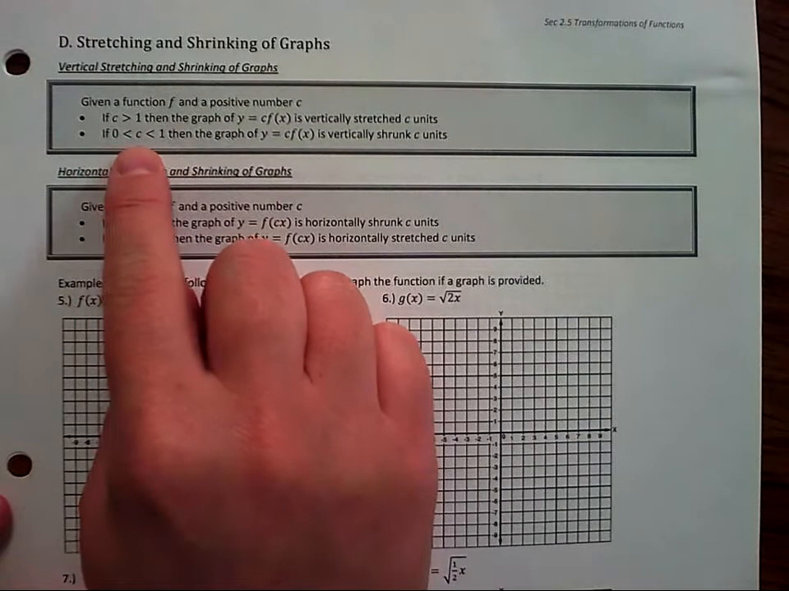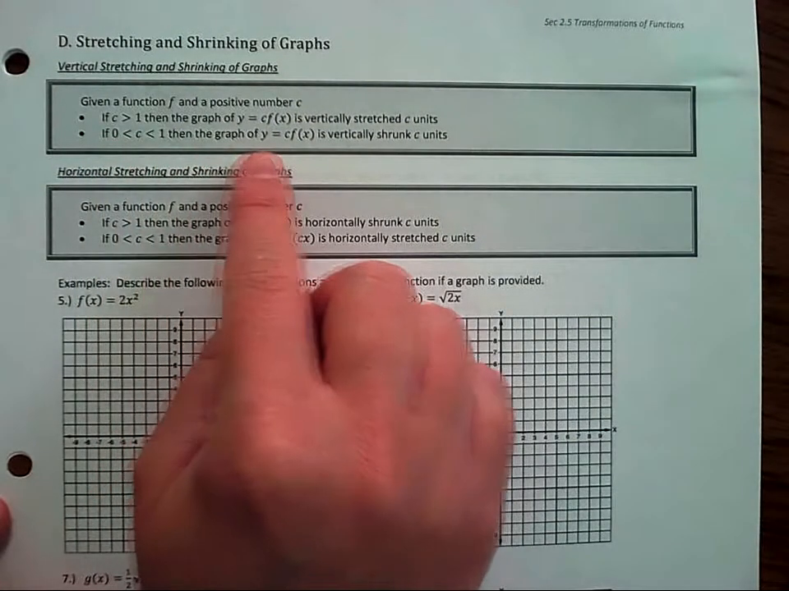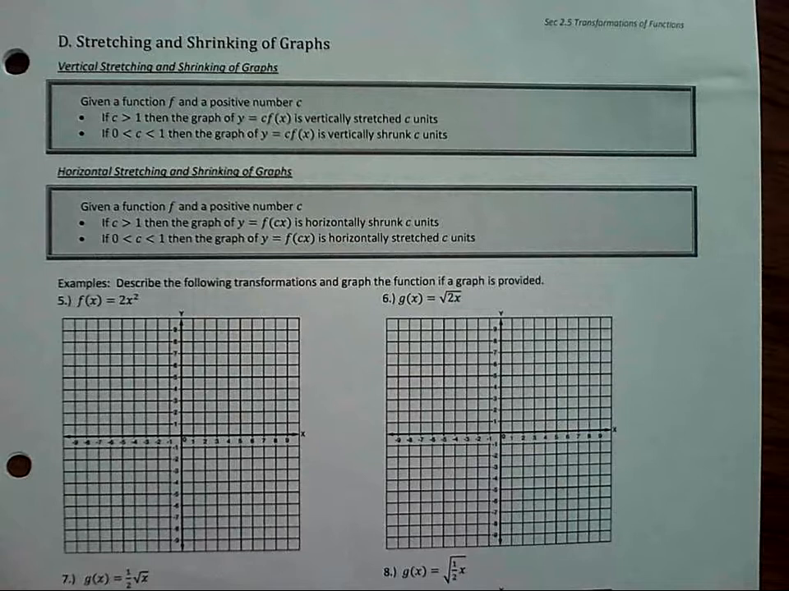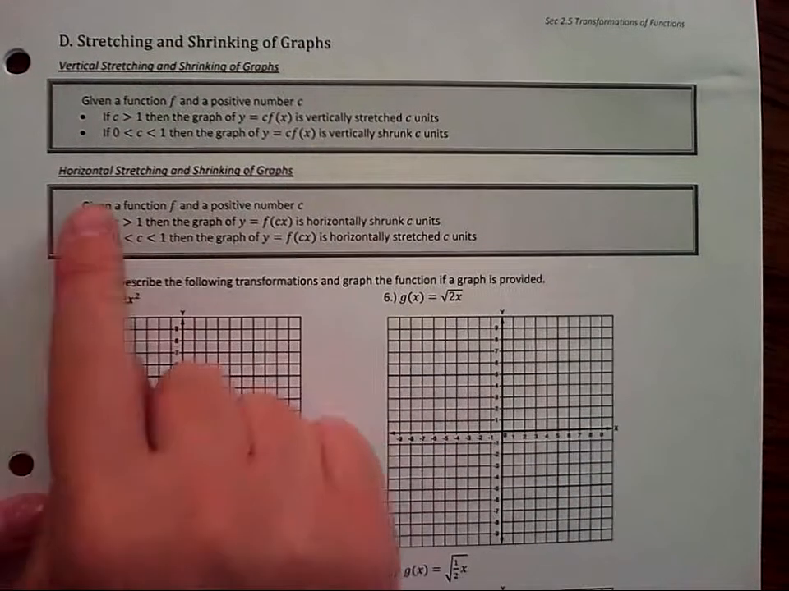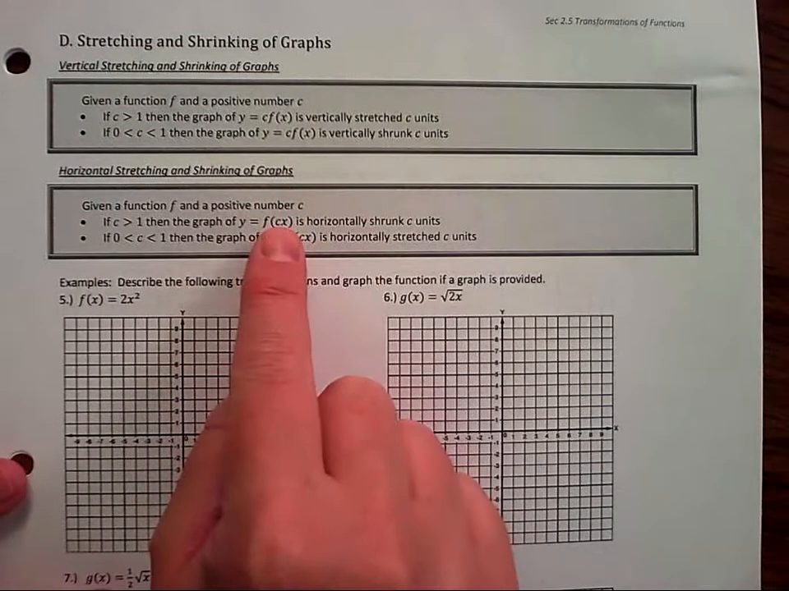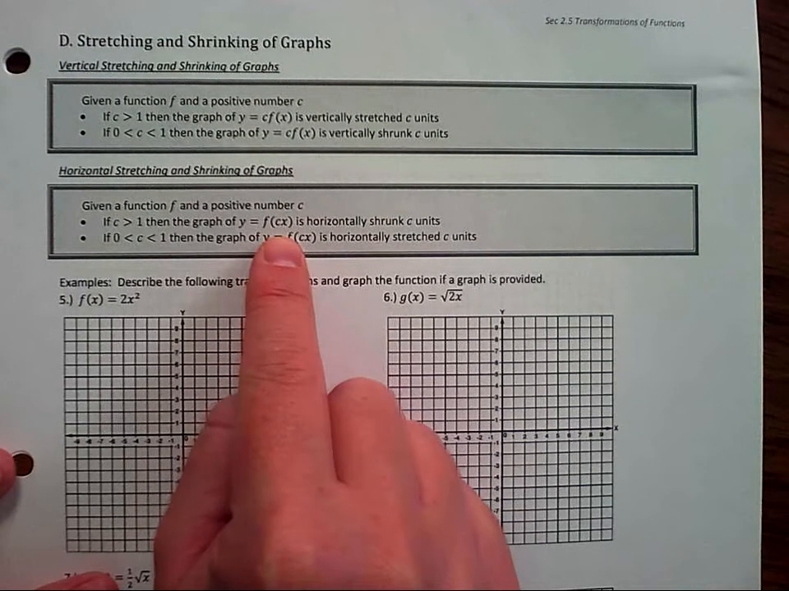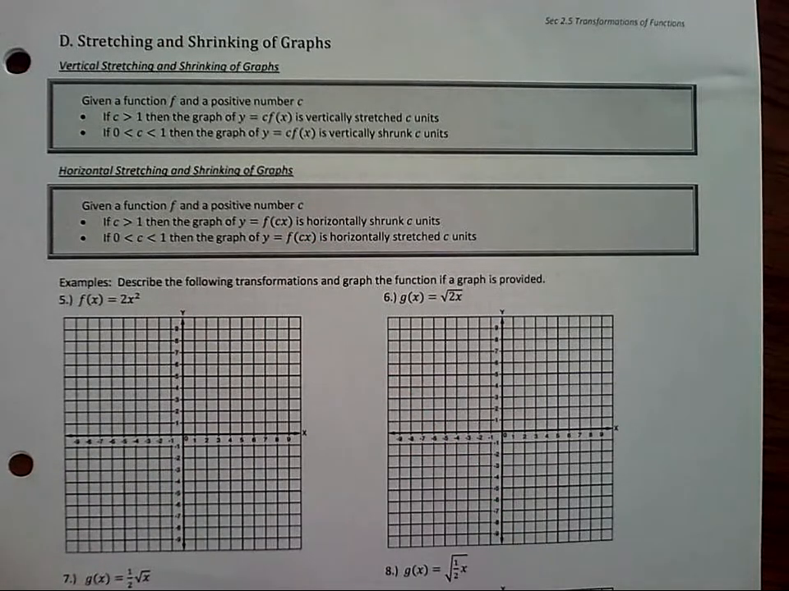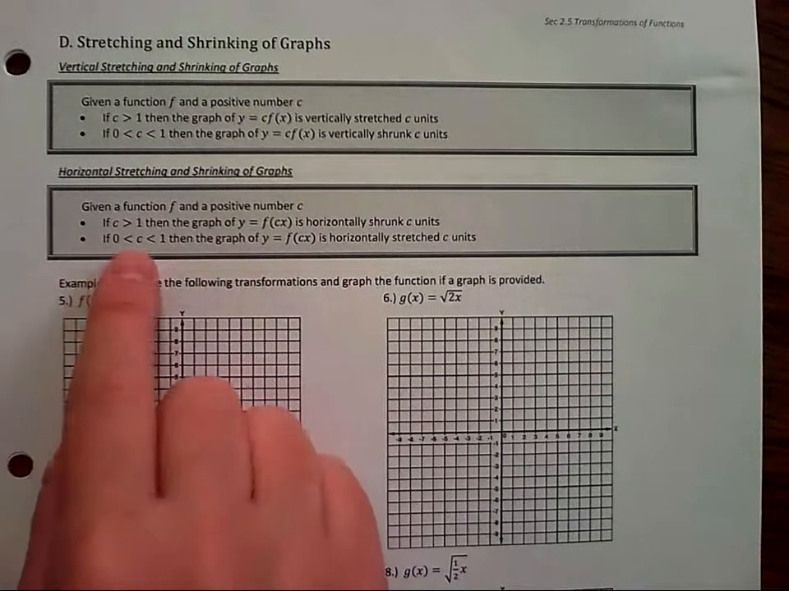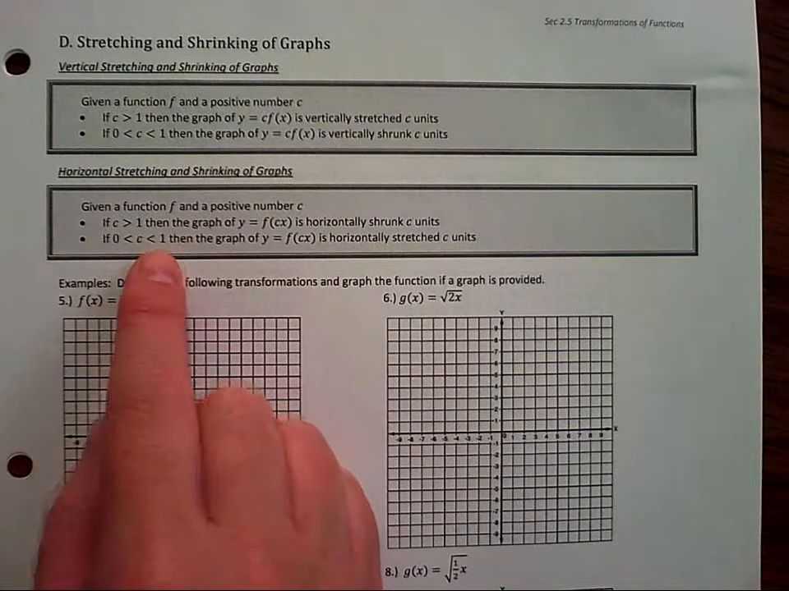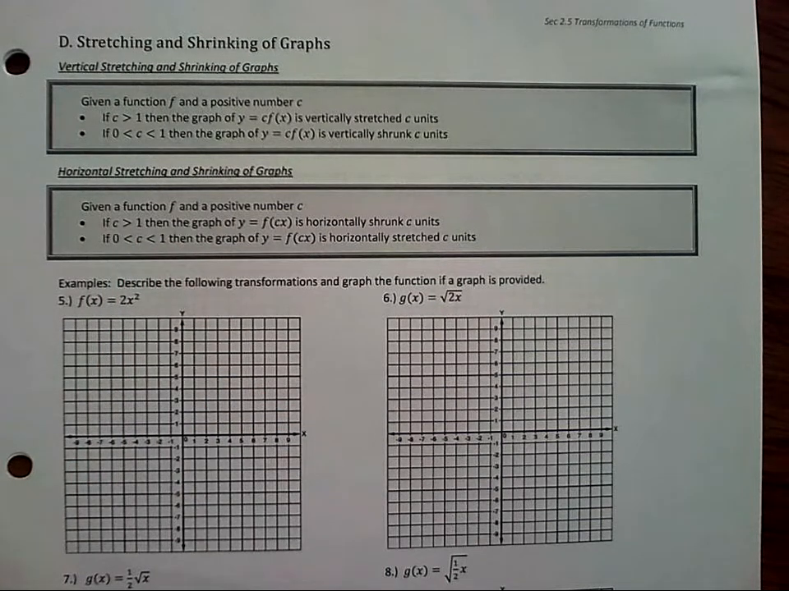If 0 is less than c is less than 1, then the graph y equals c times f of x is vertically shrunk. So it's like a squishing. Horizontal stretching and shrinking. I have c on the inside. So if c is greater than 1, then it's horizontally shrunk. And if 0 is less than c is less than 1, then it's a horizontal stretch. Okay.